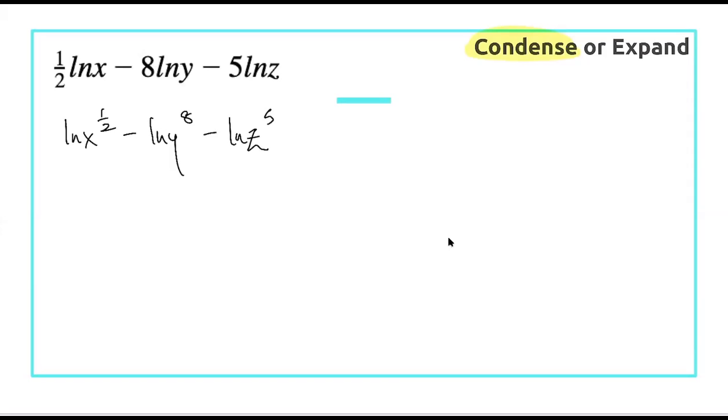All right. That's going to give me natural log with x to the 1/2 in the numerator. And in the denominator is going to be both the y to the 8th and the z to the 5th. Okay, because they're both being subtracted, which means that they're both in the denominator. And one last thing, if I wanted to write x to the 1/2 as a radical, what would that be?